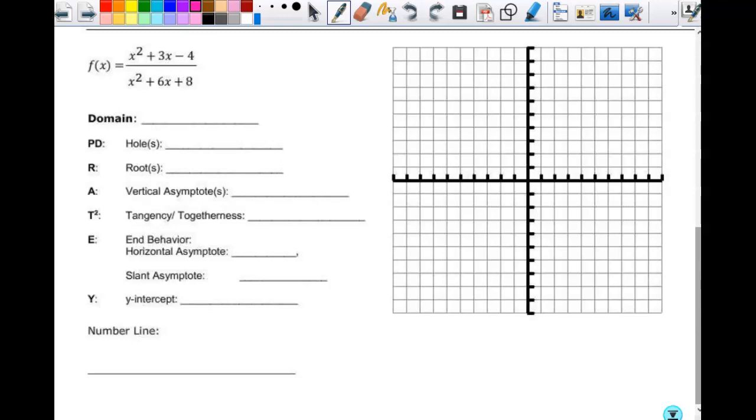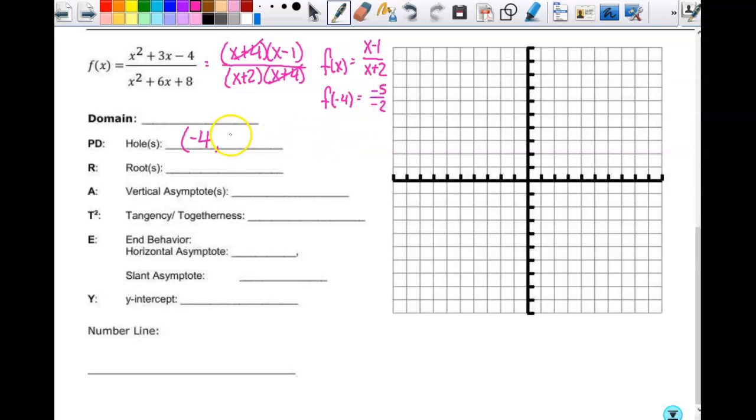I need to factor. This is going to give me x plus 4 times x minus 1 over x plus 2 times x plus 4. All right, so here I can simplify. Those cancel out, which means I have a hole with an x value of negative 4. My reduced function is x minus 1 over x plus 2. Okay, so then I substitute this in here. I have to find f of negative 4. It's going to give me negative 5 over negative 2. So it's 5 halves.